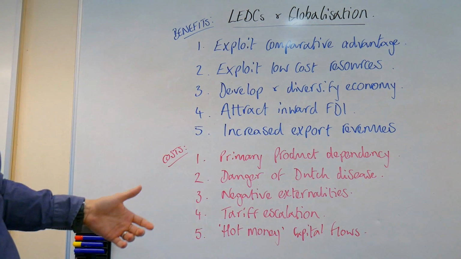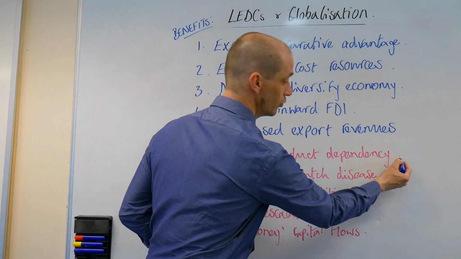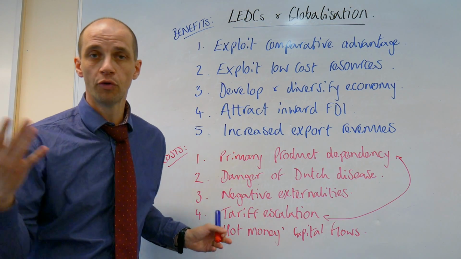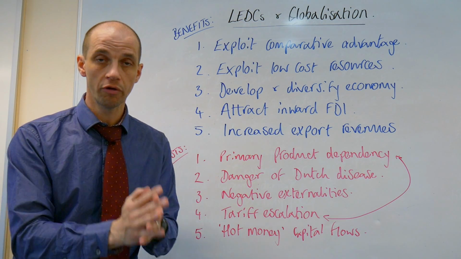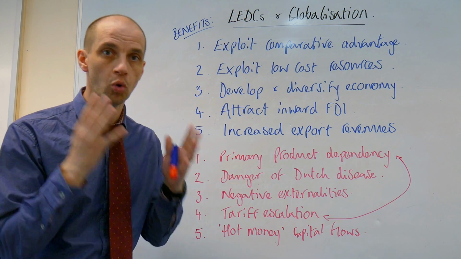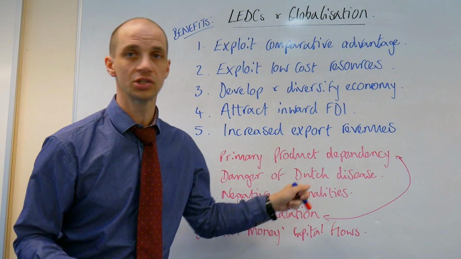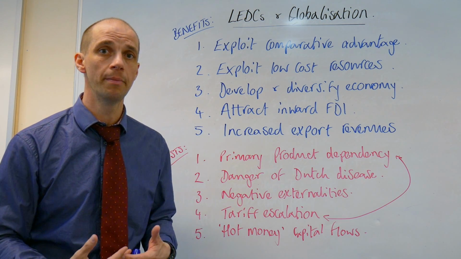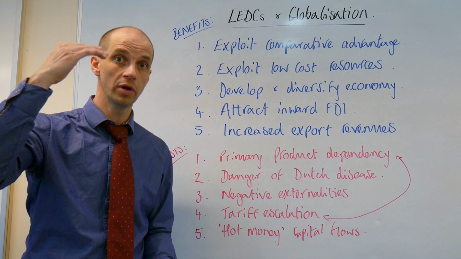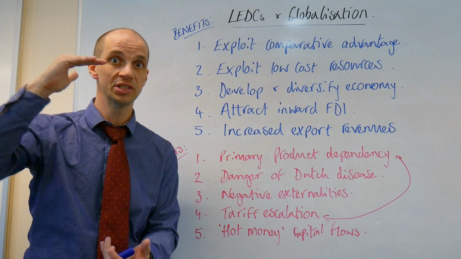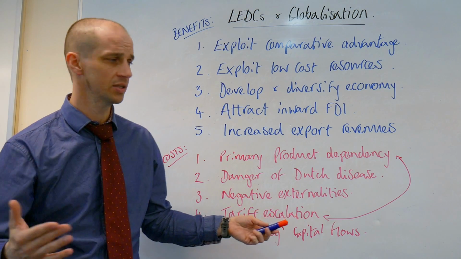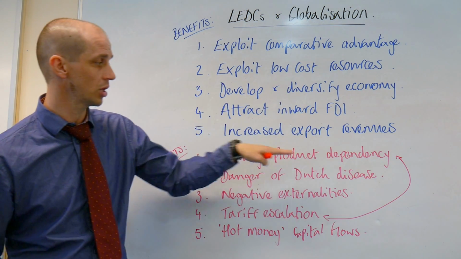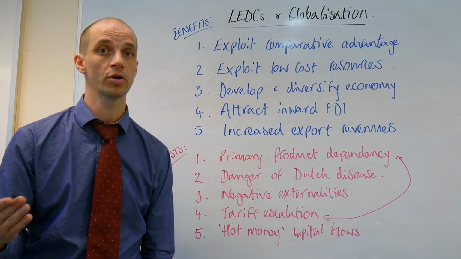Now, this tariff escalation is an interesting one because it can reinforce this issue of primary product dependency. So, for instance, if you take raw coffee beans, okay, or raw sugar, raw cocoa, those raw products are not actually subject to tariffs. But when they are refined or roasted and turned into a finished good, and that value is added, then there is something like a 10% tariff placed on those goods. And that tariff escalation can therefore encourage these countries to remain primary product dependent.